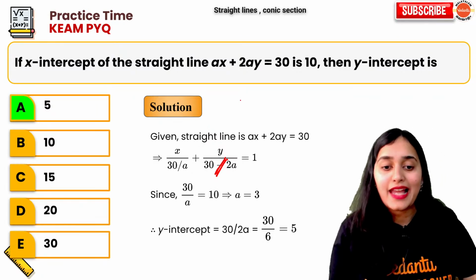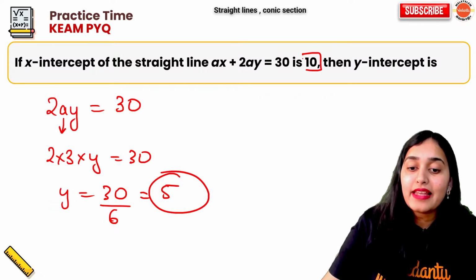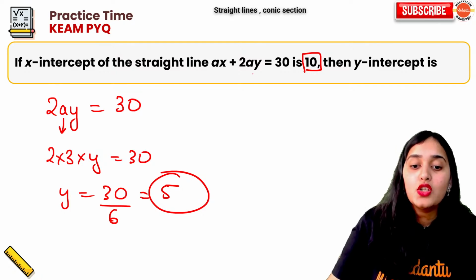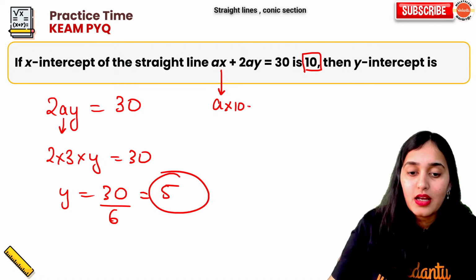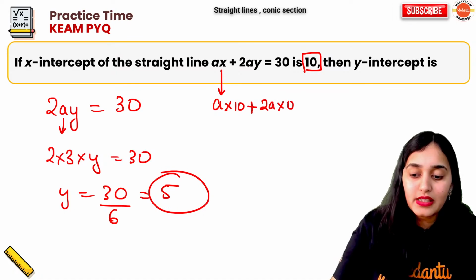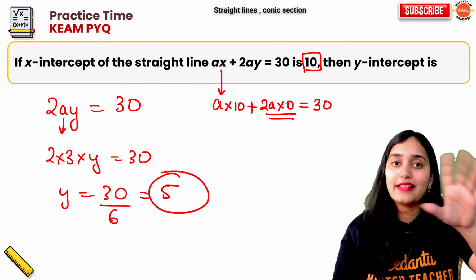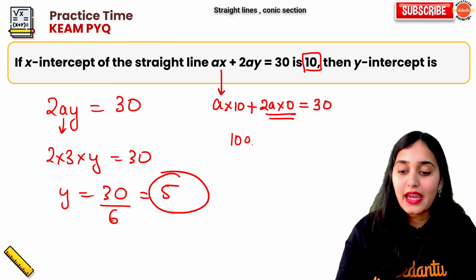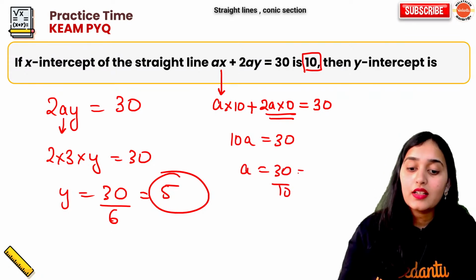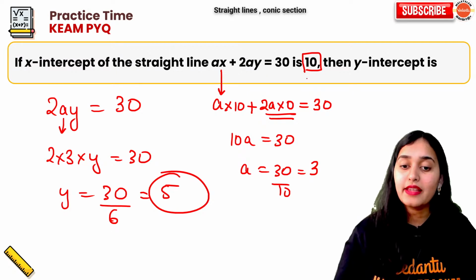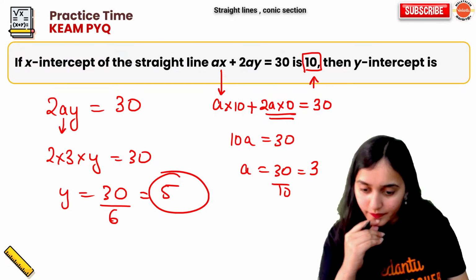How does 3 come? Albin beta, they are saying that the x-intercept is 10. Okay. So we are putting here a into 10 plus 2a into 0 is equal to 30. So y-intercept is 0 here. So 10a is 30, so a will be 30 by 10. A will be 3, right? Because they have given that the x-intercept is 10. Understood, Albin?